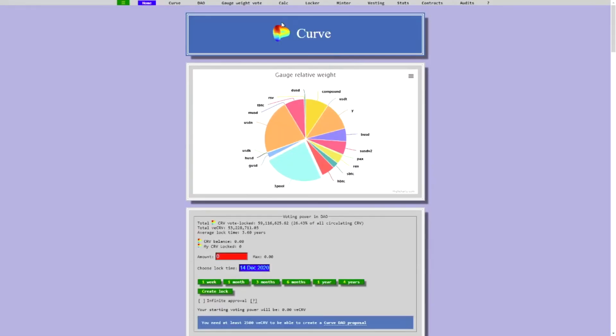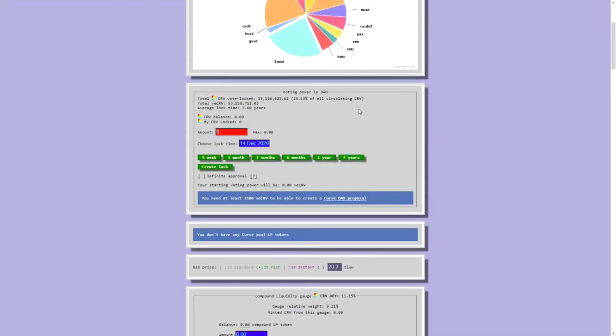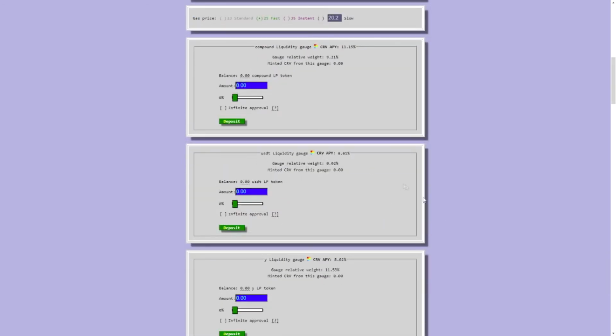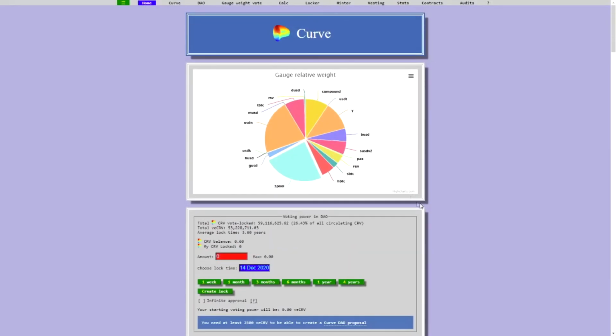Now once we click DAO, we can find some interesting things. So first of all, we can vote with the CRV tokens that we have, or we can make use of the liquidity gauge in the pool that we are using.